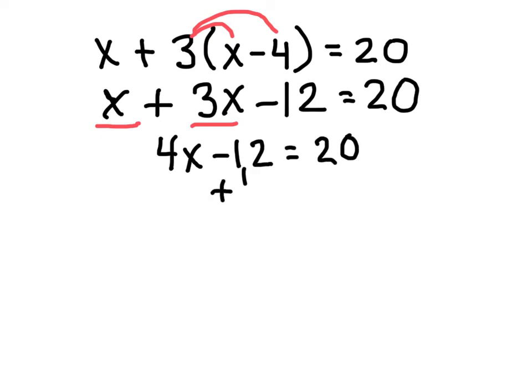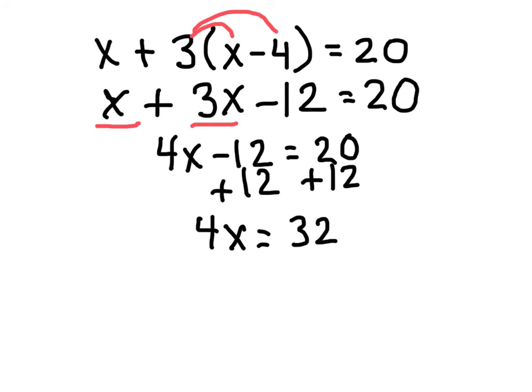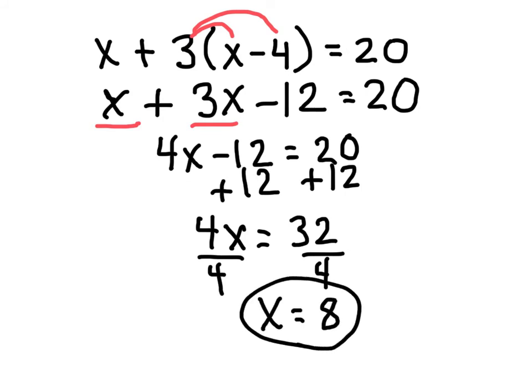Now undo subtraction by adding. 4x would equal 20 plus 12 is 32. Now divide both sides by 4. So we get x equals 8. How'd you do on that one?